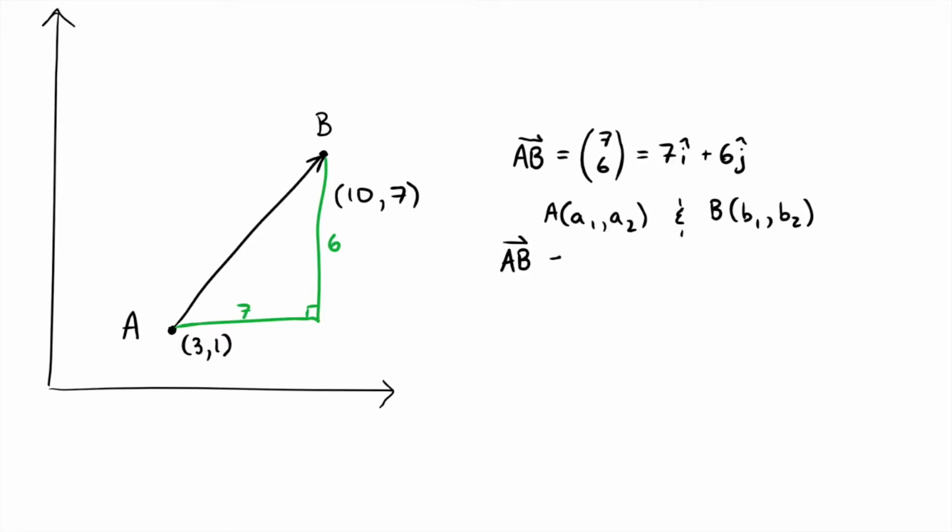In general, the vector between those 2 points is going to have the components b1 minus a1 as its x component and b2 minus a2 as its y component. Essentially, we're taking the larger of the two and subtracting the smaller of the two to establish the distance between them. b1 minus a1 is the distance between the x values, b2 minus a2 is the distance between the y values, and those give us our horizontal and vertical components for the vector.